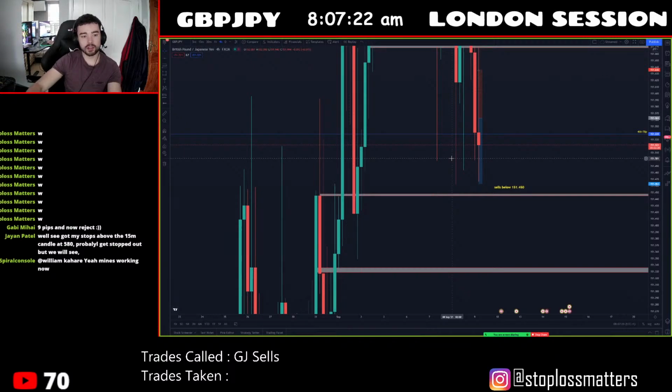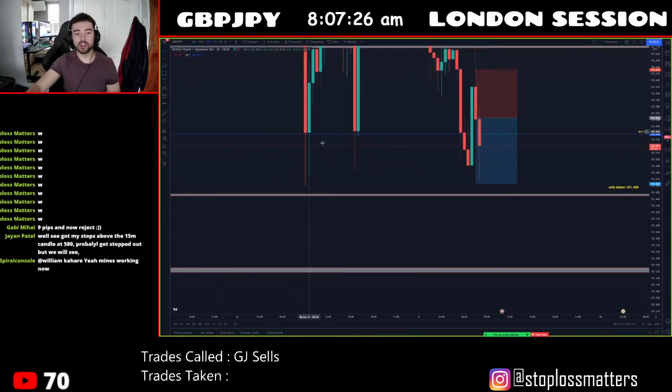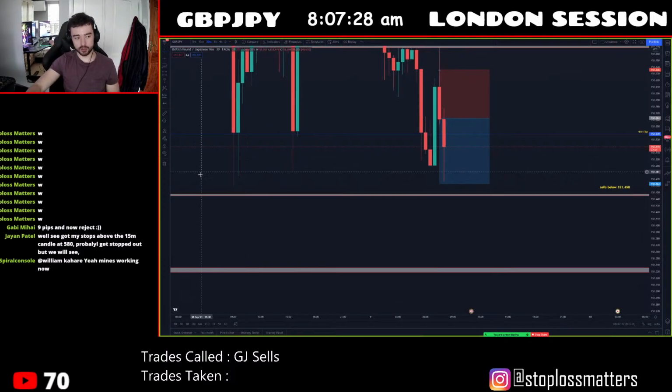Yeah, so there's little wicks here. With volume, we need to push above. But this is why you always make sure you have your stop loss at break even when there's wicks, because no matter how much volume you think will push it, it's a bit of a shame. 9 pips and now reject. That's the story of my life at GJ in the NY session these past 2 weeks.